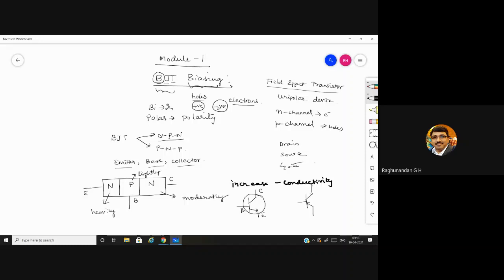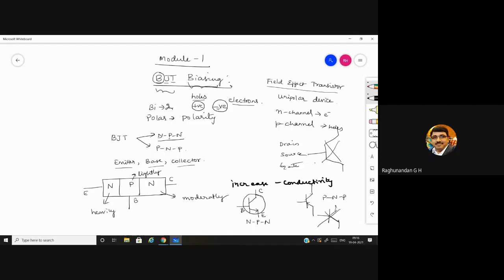You have to clearly mention the arrow mark, because if this arrow mark is in the inward direction, then it is called a PNP transistor. This is the symbol for the PNP transistor. If the arrow mark is outward, it is known as an NPN transistor. So this arrow mark is very important in determining what kind of transistor it is. And also some will write like this. This is also wrong. And some of them will write like this.